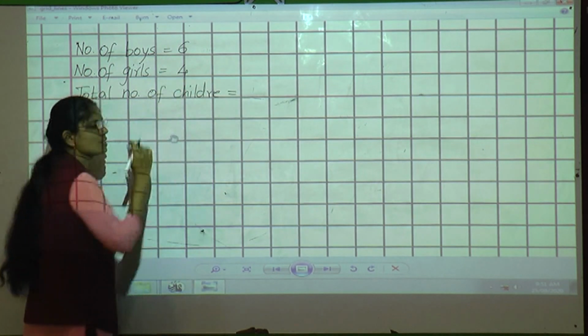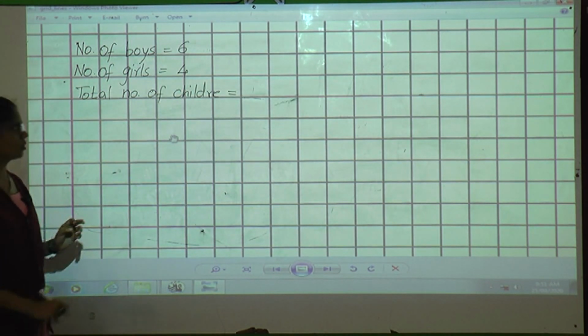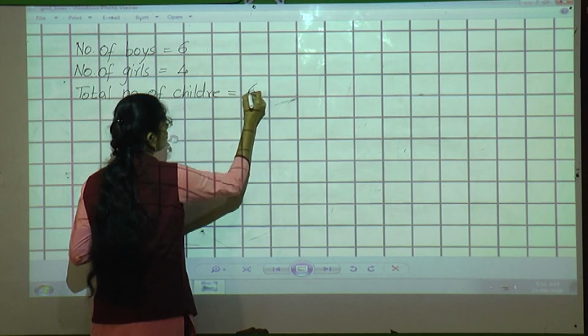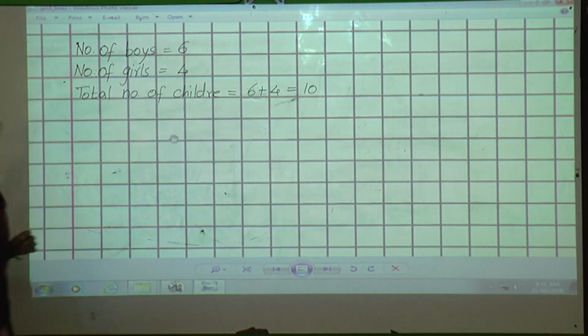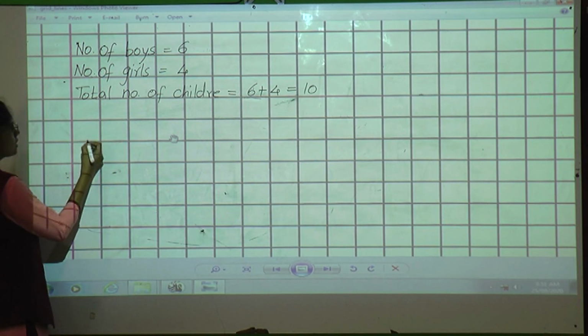Means boys as well as girls all together. Okay. 6 plus 4 is equal to 10. There are 10 children. Okay. And the question is, what fraction of the children playing are girls? Means only we have to write the fraction of the girls. Okay. So what is the fraction of the girls?